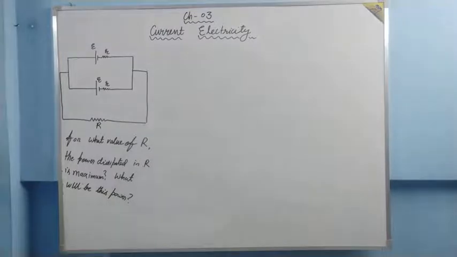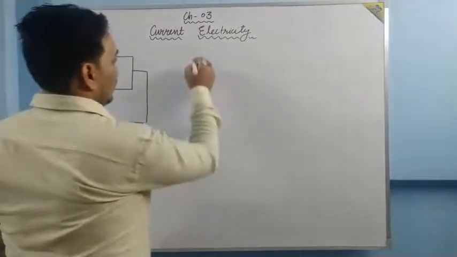Let us solve. First of all, try to derive the expression for the power. Then we will see in which condition it becomes maximum. What will be the EMF of the circuit? Net EMF.